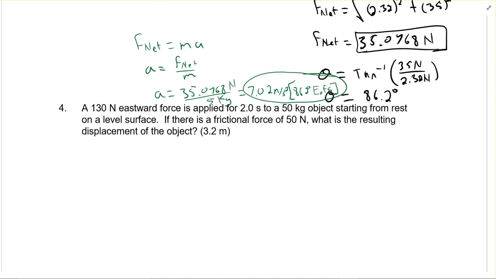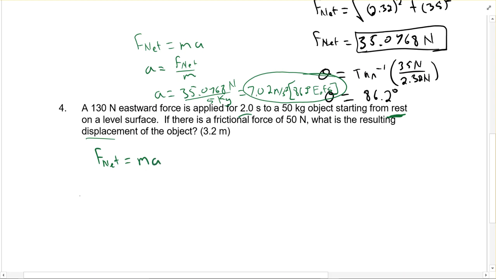All right, last one. A 130 Newton eastward force is applied for 2 seconds to a 50 kilogram object starting from rest. Underline that. On a level surface. If there is a frictional force of 50 newtons, what is the resulting displacement of the object? So again, we've got time and displacement, and so we need the stuff from last unit, from kinematics. And we also need the formula F net is equal to ma.